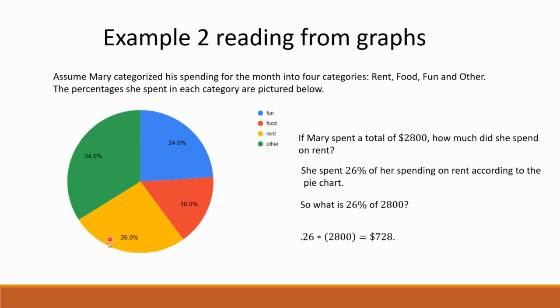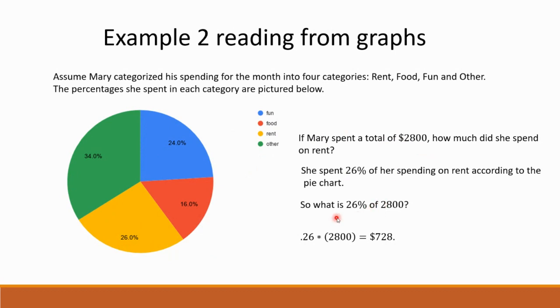Well, 26% of her spending is rent. So they're really just asking, what is 26% of 2,800? Okay, well, what is that? Well, that's what they're asking for.